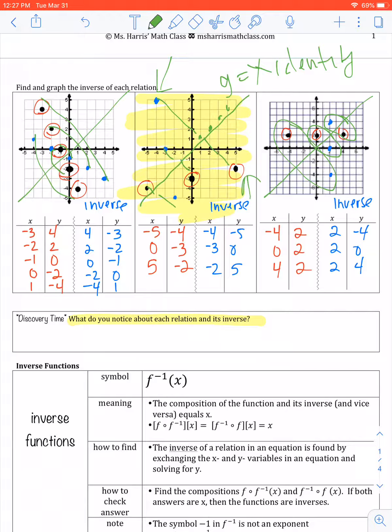So again, if that's not making sense, it's okay, you're going to be able to do the homework. But it is important that graphically, what you should notice about each relation and its inverse is that they reflect over the line y equals x. So that is the big theory.